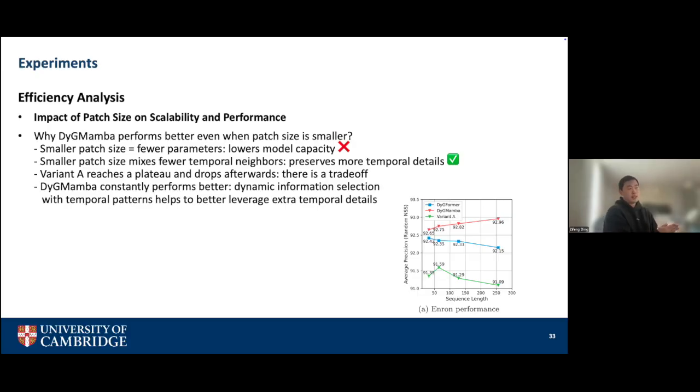So to further study this, we also benchmark variant A's performance. Remember, variant A is just DyGMamba's variant without modeling temporal patterns. We found that variant A reaches a plateau and drops afterwards, which means that there is a trade-off between the advantage and the disadvantage. And we found that DyGMamba constantly performs better, and we think that it is because the dynamic information selection with temporal patterns helps us to better leverage extra temporal details.